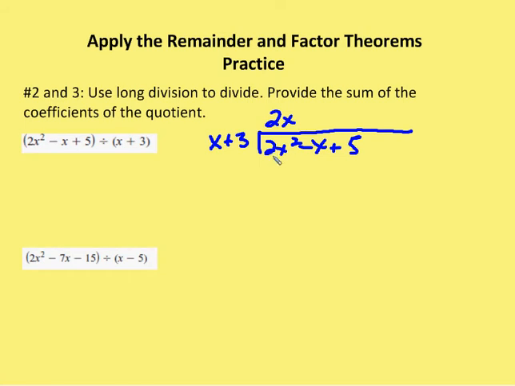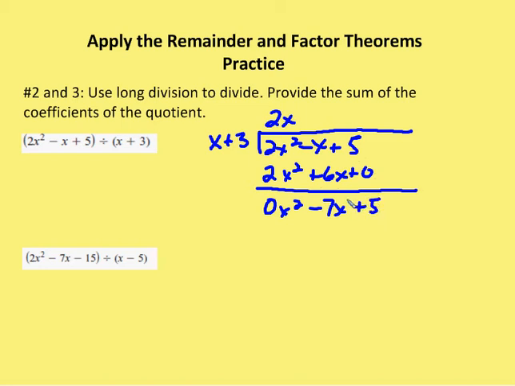2x times x gives me 2x squared. And I multiply this first term in the quotient through both terms in the divisor. So I get 2x squared plus 6x plus 0. And I subtract this value from the dividend. So I have 0x squared, minus x minus 6x gives me minus 7x. Plus 5 minus 0 gives me plus 5.